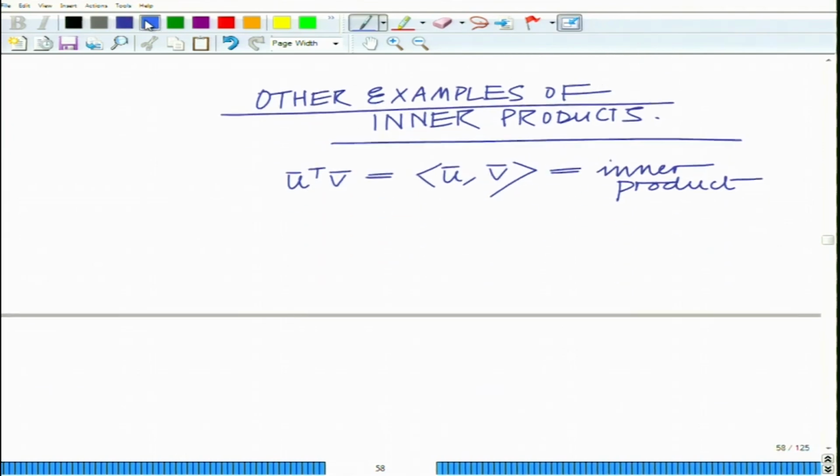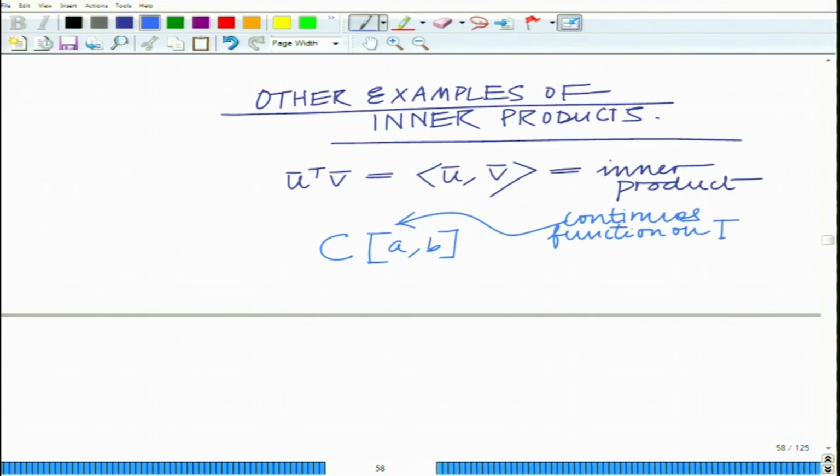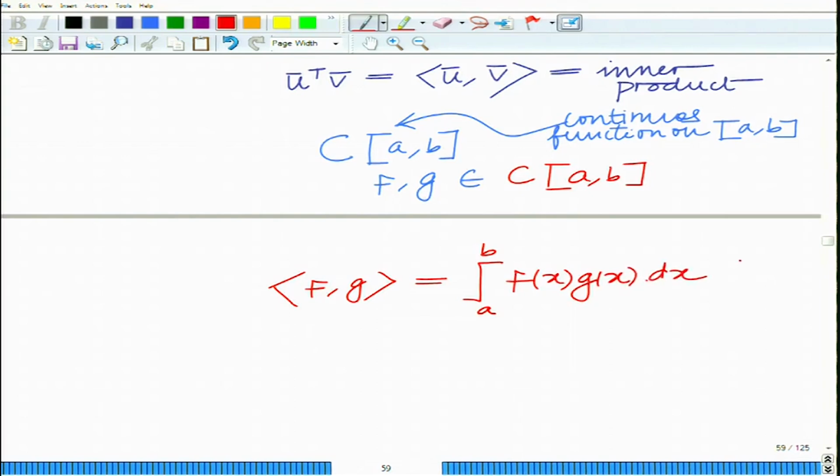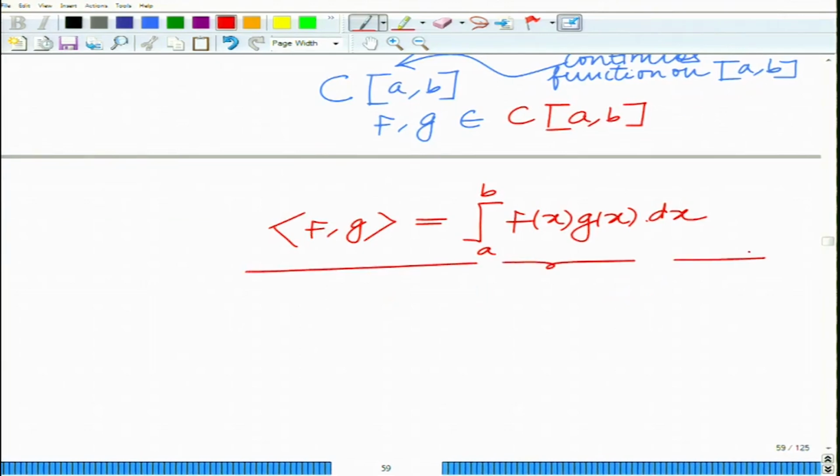Now, another interesting application of inner product is, let us consider the space of continuous functions on an interval a comma b, denoted by C of a comma b, that is the set of continuous functions on the interval a comma b, and let us say we have two functions f comma g which belong to C of a comma b. Then the assignment defined as the inner product of f and g equals the integral over the interval a comma b of f of x g of x dx, this is an inner product. In fact, this is a very interesting application, and this can now be used to define a norm.